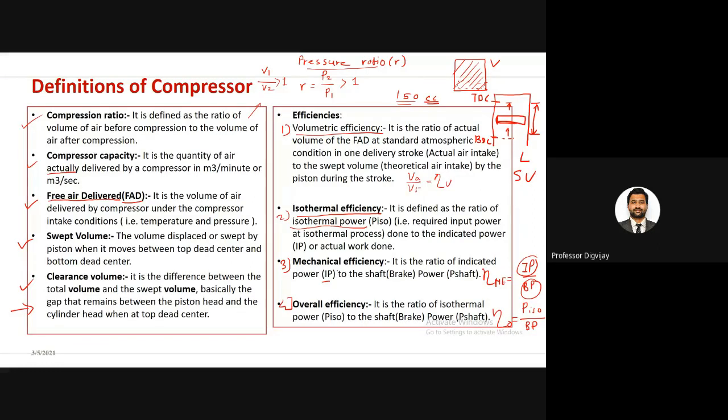So for the time being, you remember these terms here: compression ratio, ratio of volumes. Then we have pressure ratio, ratio of pressures. Then compression capacity, free air delivery, swept volume, and clearance volume. Clearance volume is very necessary in order to reduce the vibrations and noise inside the compressor.